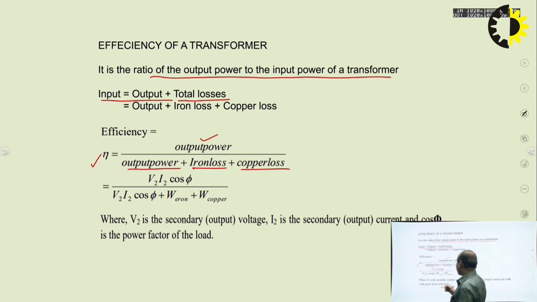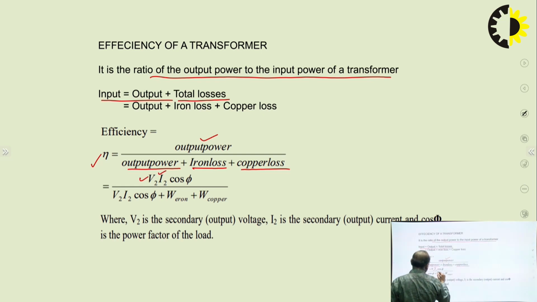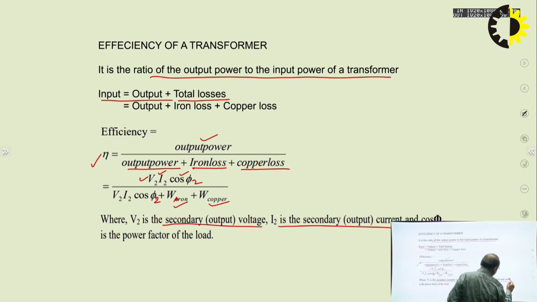It can be written as V2 I2 cos phi 2, where V2 is the load voltage, I2 is the load current, and cos phi 2 is the power factor of the load which is connected across the secondary terminals of the transformer, upon V2 I2 cos phi 2, that is output power again, plus iron losses W iron plus copper losses W copper. That way we can calculate the efficiency of a transformer. V2 is the secondary output voltage across the load, I2 is the secondary output current, and cos phi 2 is the power factor of the load.